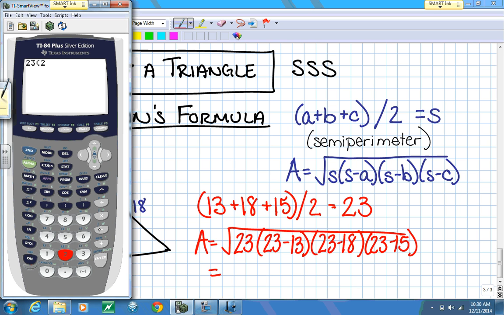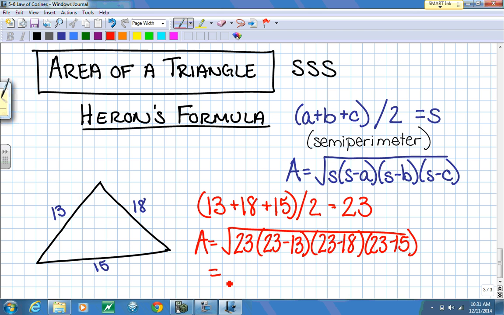So 23 minus 13, then we're going to multiply that by 23 subtract 18. Take that times 23 subtract 15, and I'm going to go ahead and hit enter, and so I get 9,200.